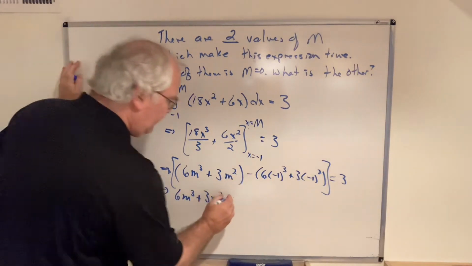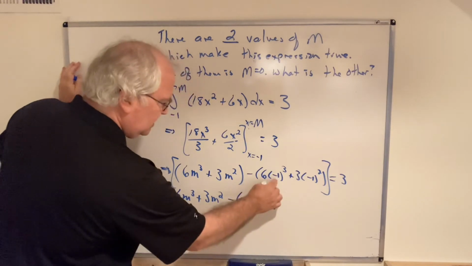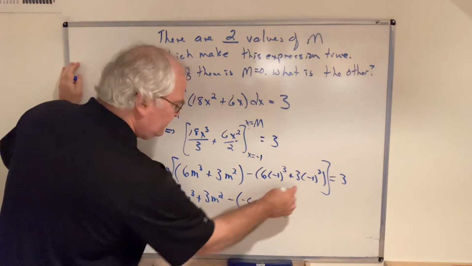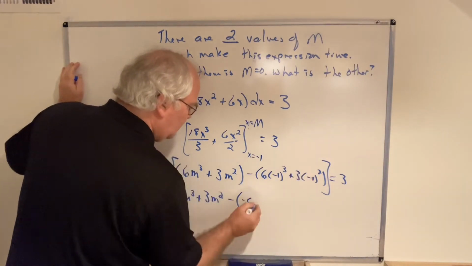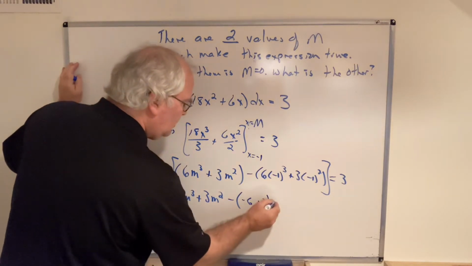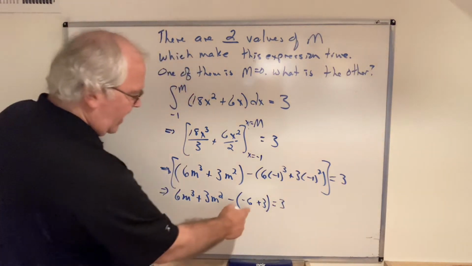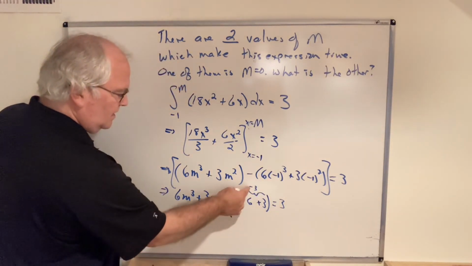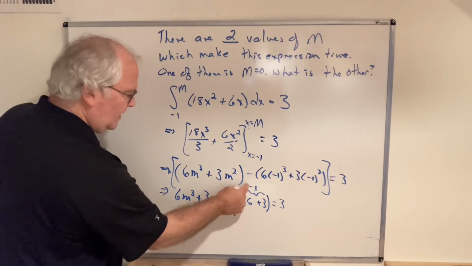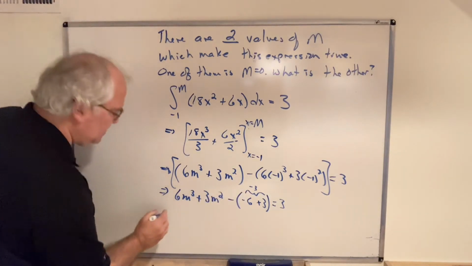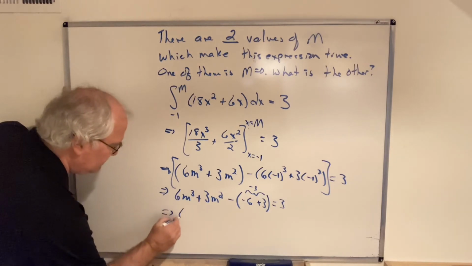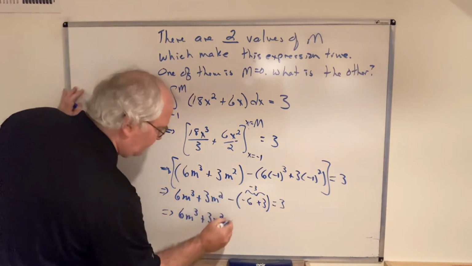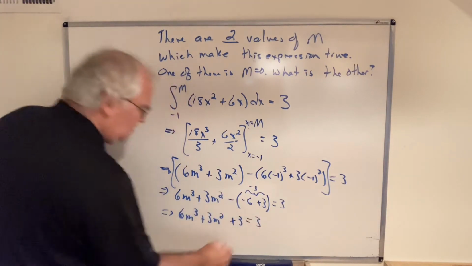Now what does this become? Be very careful here. This is minus. -1 to the third is -1, so this is -6. -1 squared is +1, plus 3 is equal to 3. So what do we have? This is -3, but it's -3. Do we see that? -3. So this equation on the left-hand side becomes 6m to the third plus 3m to the second, minus -3, which becomes plus 3, is equal to 3.